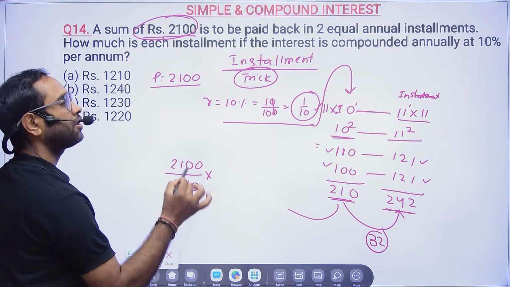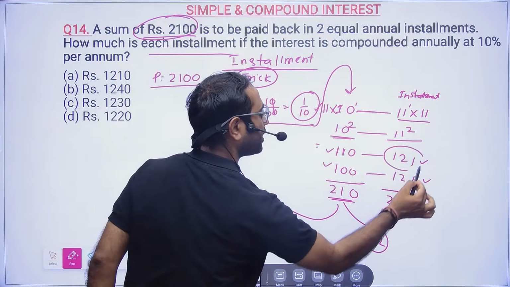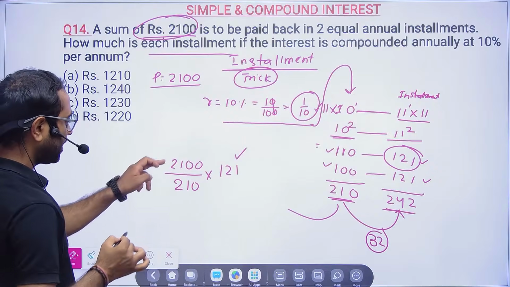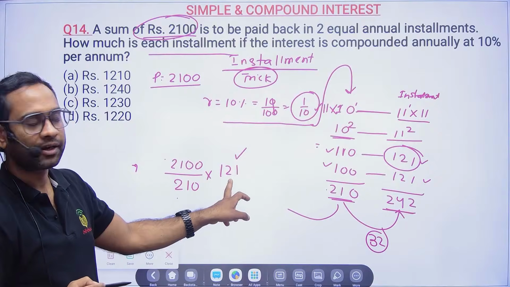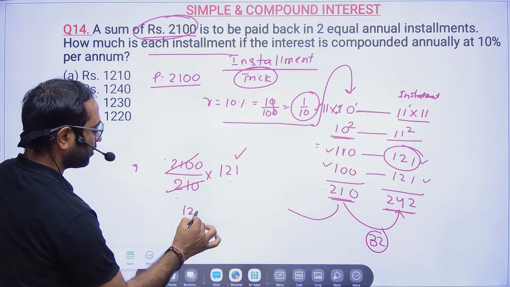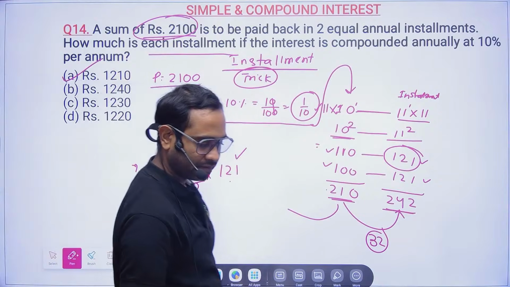Now what do you have to calculate? Sir, I have to calculate each installment. So each installment is 121. So whatever you have to calculate, multiply here. Principal is given; below that I wrote principal. And what do you have to calculate? You have to calculate the installment. So I have written 121. This is 10 times, so it will be 1210. Option A will be the correct answer.